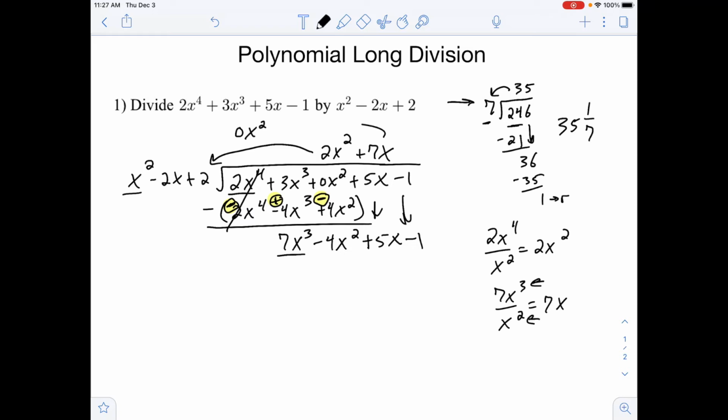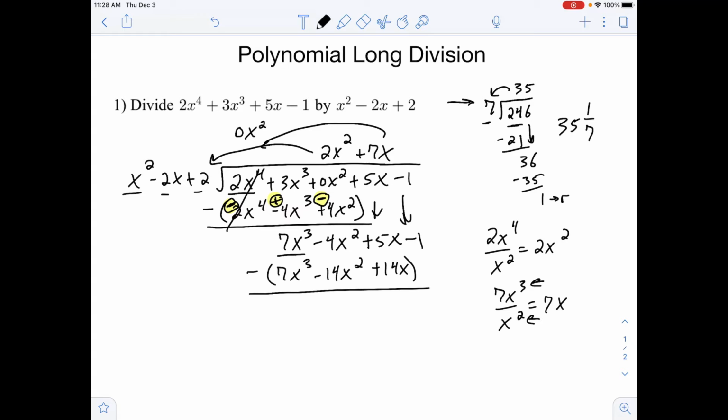So then we're going to multiply. Remember, we multiply and subtract. So it's going to be 7x to the third. Then 7x times negative 2x is going to be minus 14x squared. And then 7x times 2 is plus 14x.